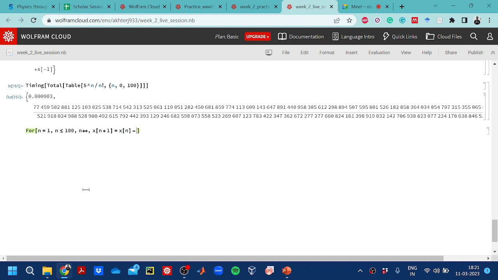x_n minus 5 into, so we are taking the absolute value, so we have to write absolute here, and logarithmic of x_n. And we have to initialize, so let us put x0 as 0.5. So we have this update equation.